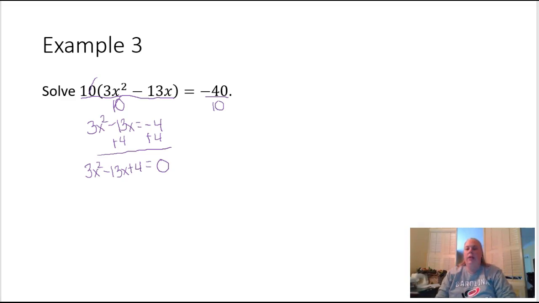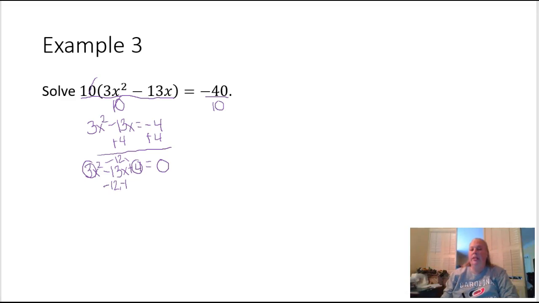Okay, and now I'm going to have to use my factoring skills that we did back in lesson R.3. And since my leading term here has a 3 on it, I'm actually going to be multiplying 3 times 4 here. That's going to give me 12. So I'm looking for things that will multiply and give me 12, that will also add together and give me negative 13. And that's going to be negative 12 and negative 1, because negative 12 times negative 1 is positive 12, and negative 12 plus negative 1 is negative 13x.